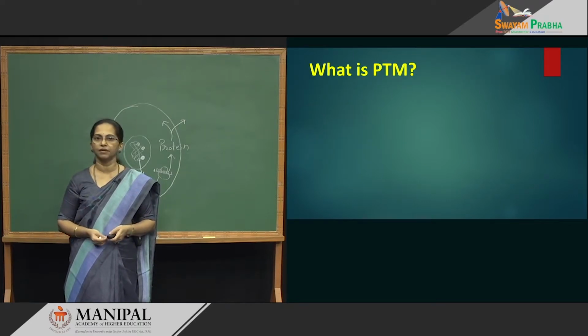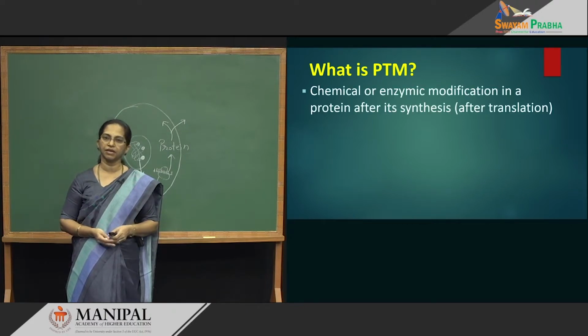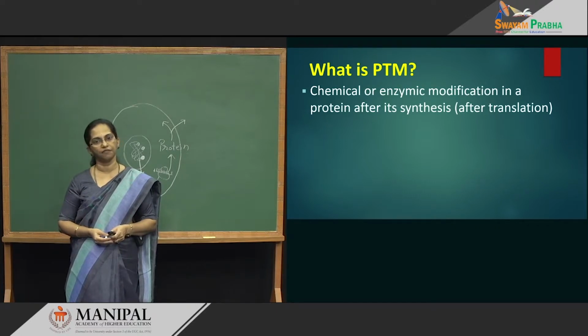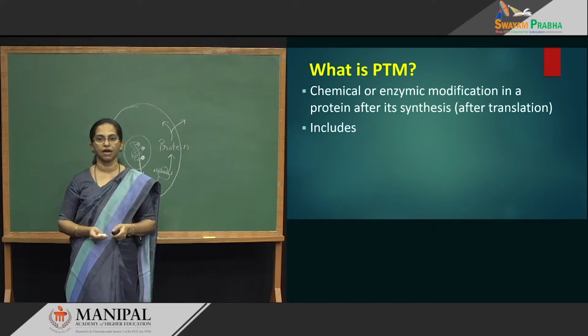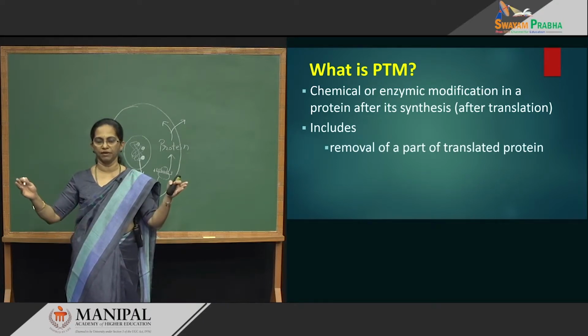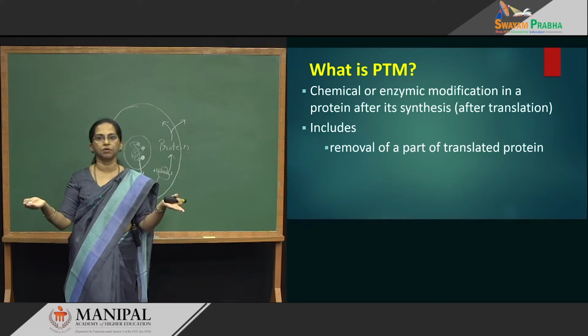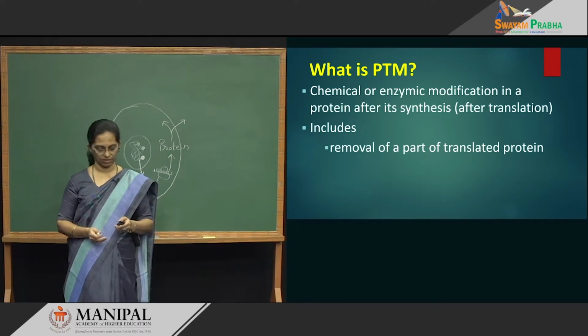So, let us define what is PTM. It is a chemical change or an enzymic change on a protein after its synthesis. So, what are the different changes? How can you modify a protein? First one, trimming. You have a protein, trim it, that is one process, you modified it, right? So, first type is you remove a part of the protein, trimming process.